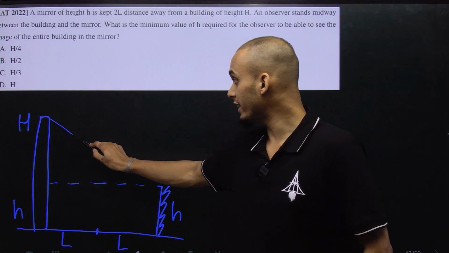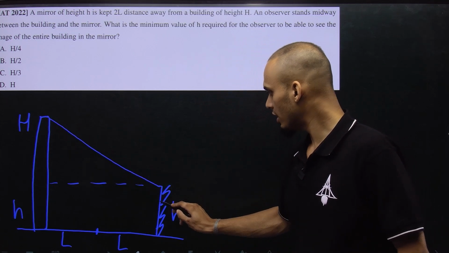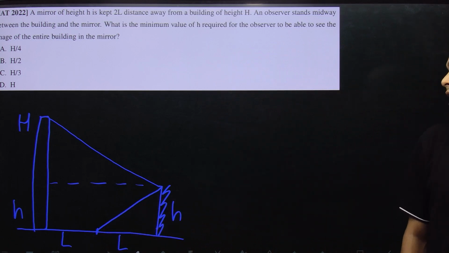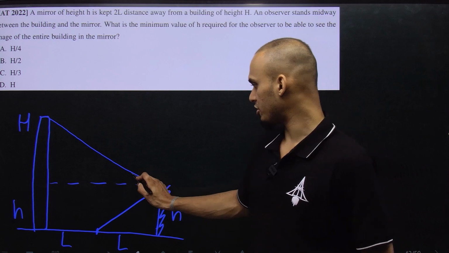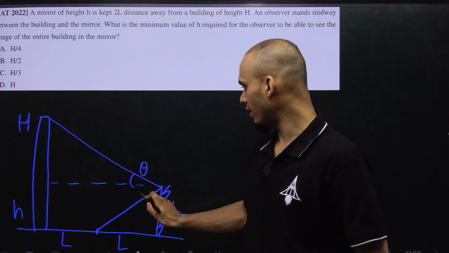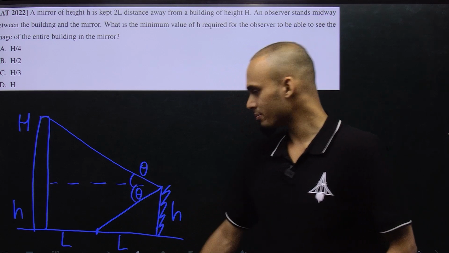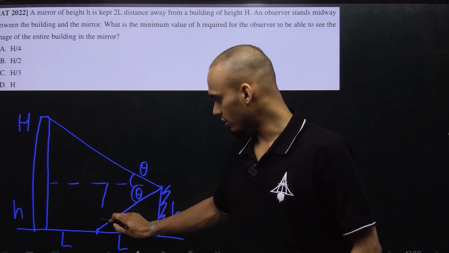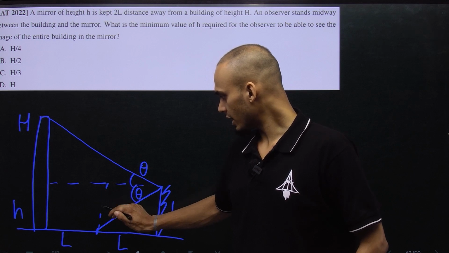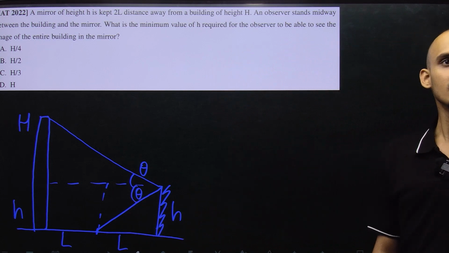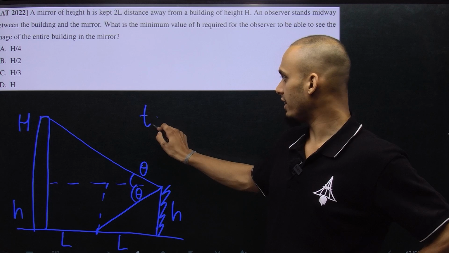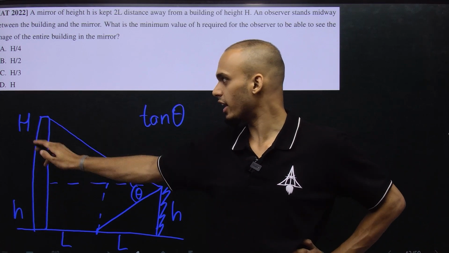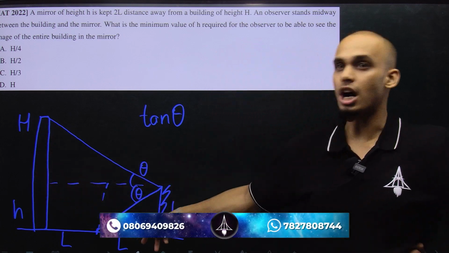Now rays of light should hit the top of the mirror over here and get reflected back to the observer. According to the laws of reflection, the angle of incidence theta should be the angle of reflection in this case. And we can see that for this angle, the vertical height is the height of the mirror h. We can equate the value of tan theta from both the triangles. From this triangle, the value of tan theta is capital H minus small h upon distance 2L.